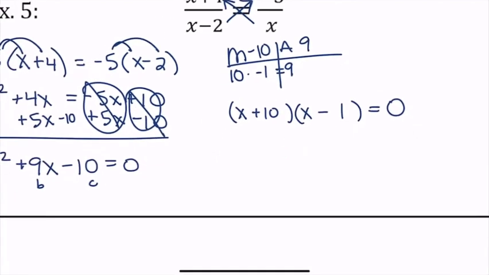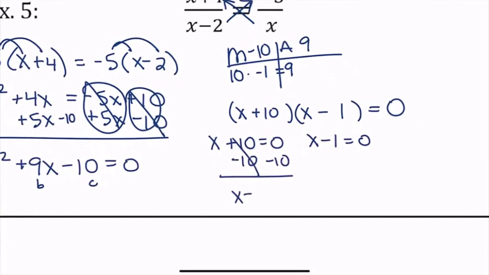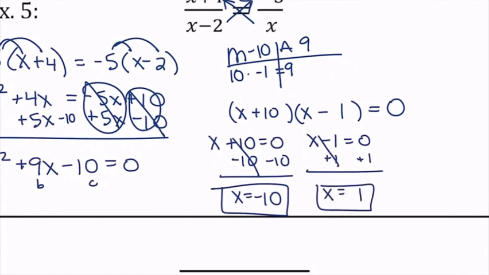Perfect. Now I'm just going to solve each of these. So they both are equal to 0. So I'm just going to go ahead and do each one at a time and find my answer. So x equals negative 10 is one of my answers. And then x equals positive 1 is the other answer.